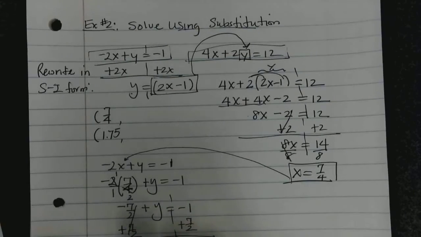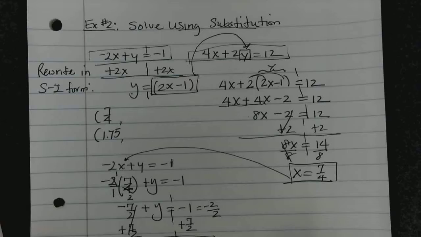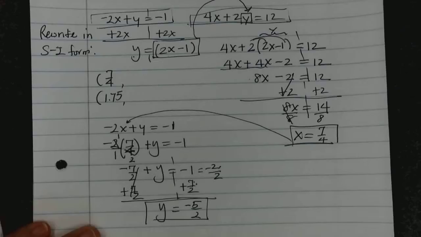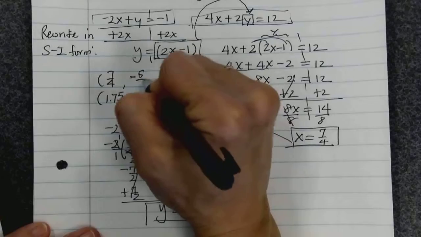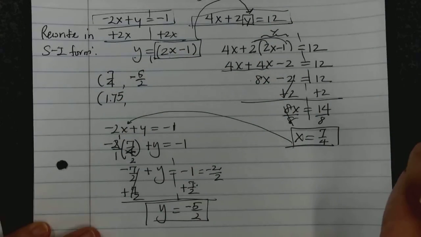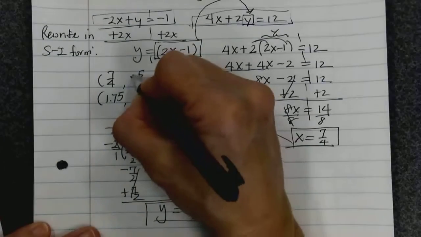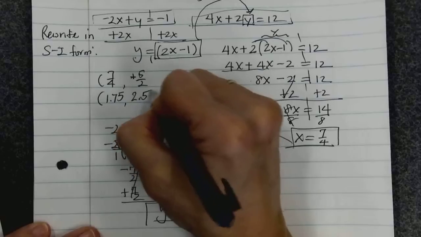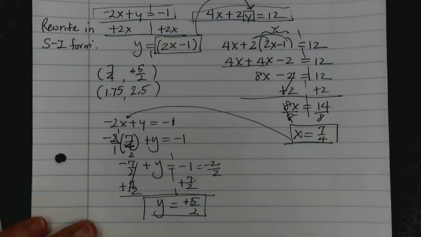So y equals, now I need a common denominator, so this becomes negative 2 over 2. So negative 2 over 2 plus 7 over 2, so negative 2 plus 7 makes it positive 5 over 2. So this is my y value, which then, so the point of intersection, the solution, is 7 over 4, comma, positive 5 over 2, or I could say it is 2.5. So this is the point where these two lines intersect. And you could check also.